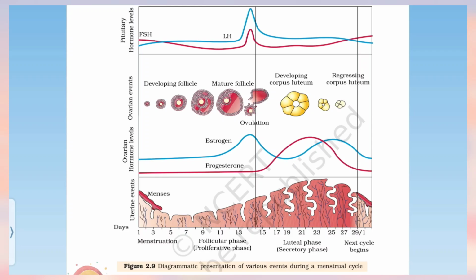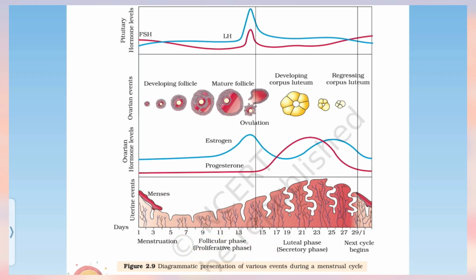This cycle begins with menstruation from day 1 to day 5. Here the endometrium sheds, resulting in menstrual flow. This shedding of the uterine lining occurs due to the fall in estrogen and progesterone levels. After menstruation, the uterine lining starts regenerating and thickening. This phase is called the follicular phase or proliferative phase.